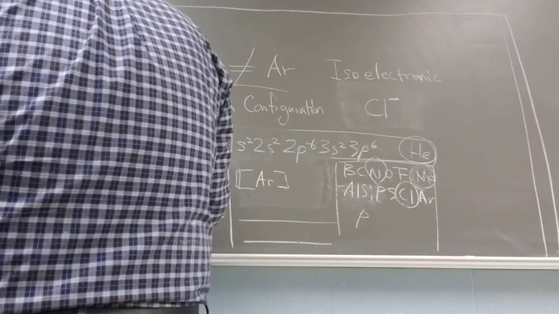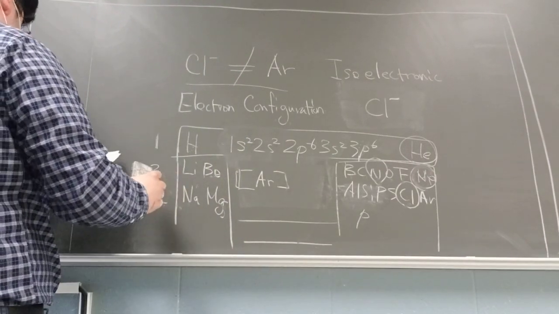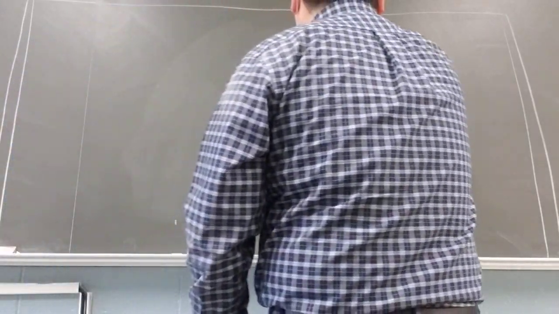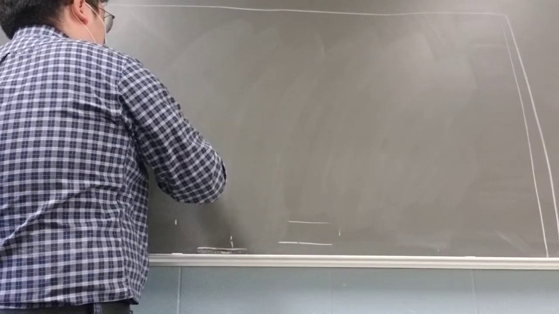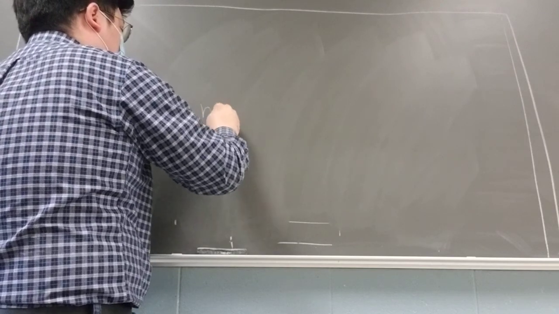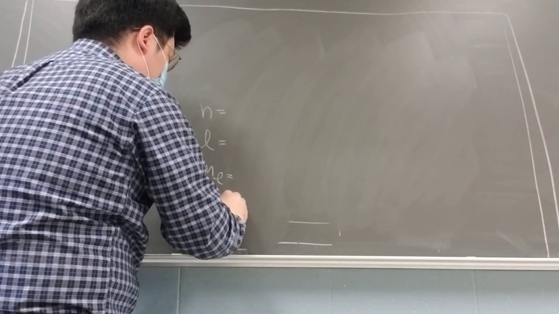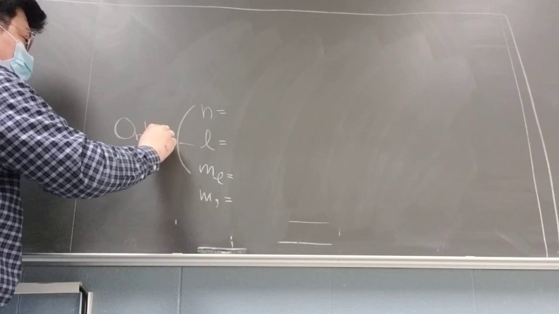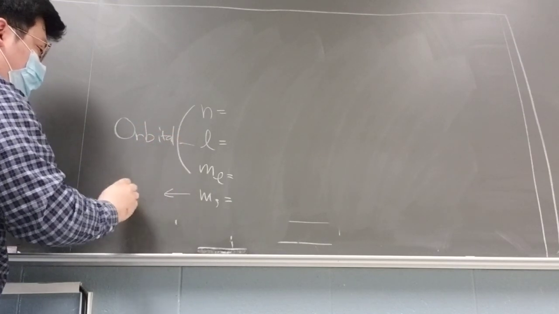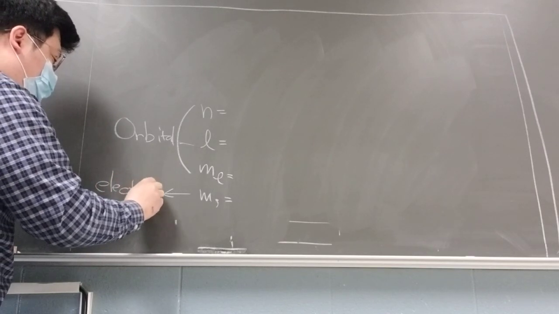Okay, this one is kind of a long trip. Do you guys still remember the quantum numbers? Here's the thing: you have n, l, ml, and ms. The first three are for your orbital, what orbital you have over there, and the last one is about your electrons in a certain orbital.